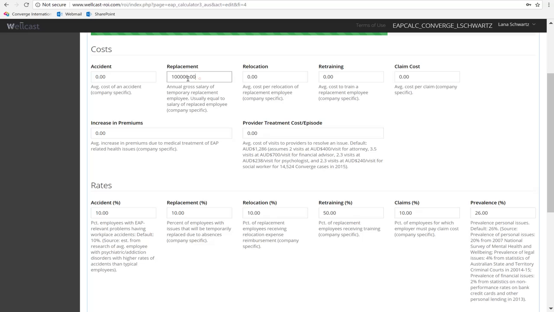The replacement cost should equal your average annual compensation, so we'll change that to $80,000. If you know the relocation cost, you would add it in here as well. This is relevant obviously for some organisations and not for others. If you're unsure, keep it at zero. We also can input the retraining cost. Again, if you're unsure, keep it at zero.